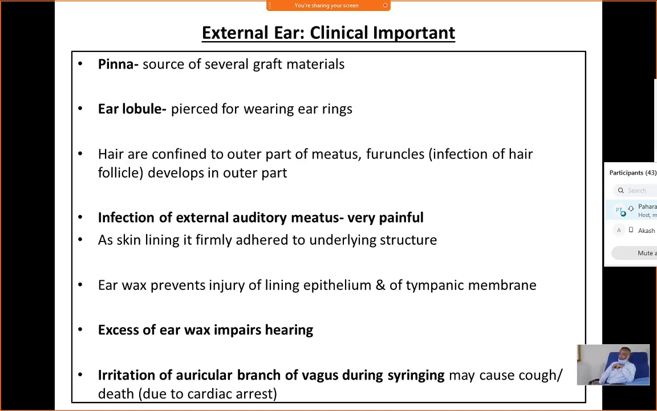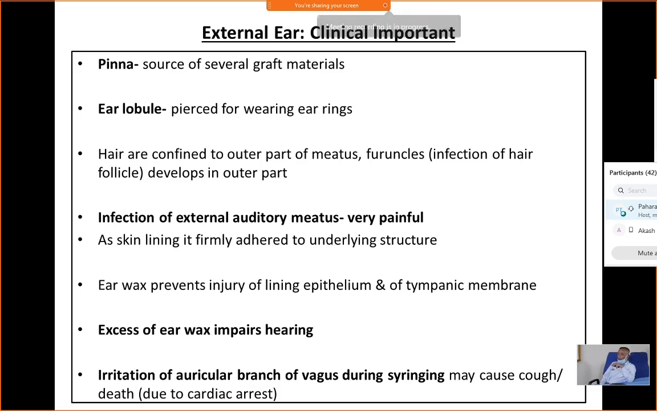Infection of the external auditory meatus is very painful because the skin is very tightly adhered to the underlying structures, so there is very little space. Once there is an infection, some edematous fluid forms, which has to be accommodated in a very small area, and ultimately it is more painful. Ear wax prevents injury of the lining epithelium as well as of the tympanic membrane. But excess ear wax impairs hearing.